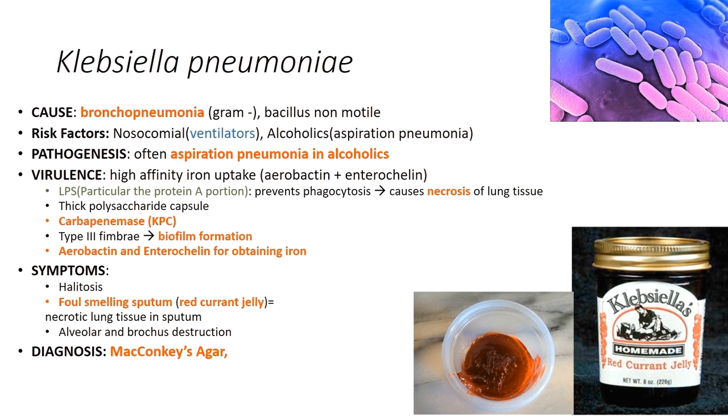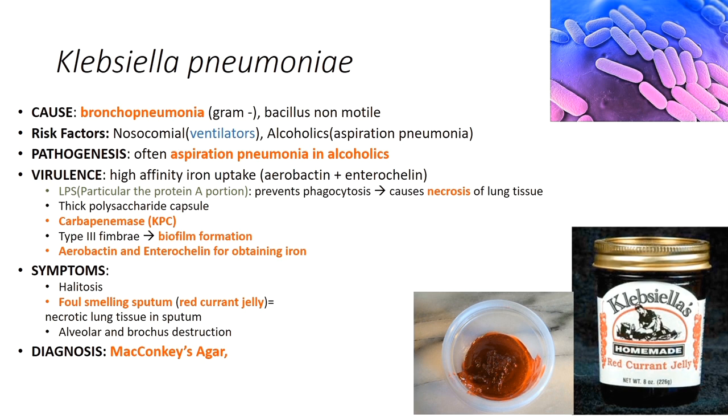Pathogenesis, so like I was saying, the aspiration, and then virulence. So this has high affinity for iron because it has aerobactin and enterobactin. So it has siderophores to pick up that iron. So that's great that we have that one virulence factor. So see if you can remember and think back to what our defense mechanism was against Klebsiella for that particular aspect.